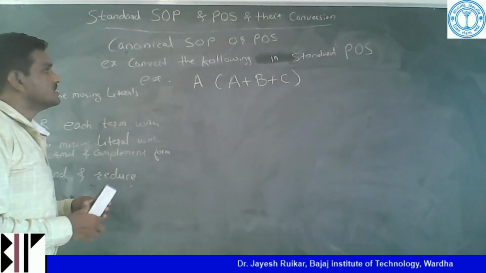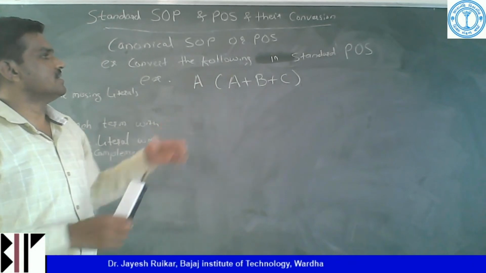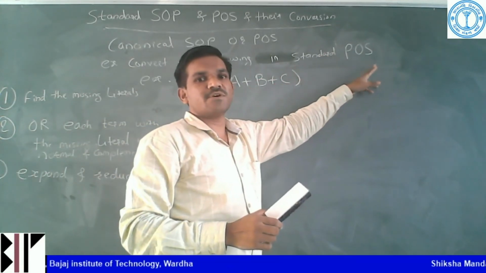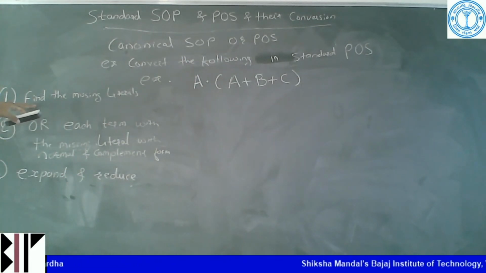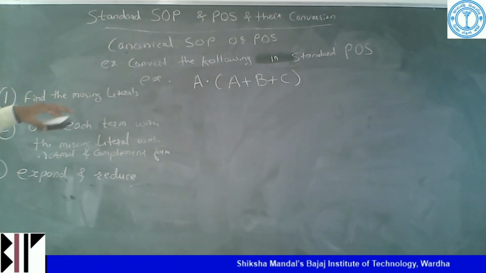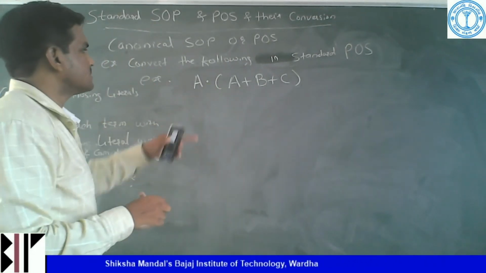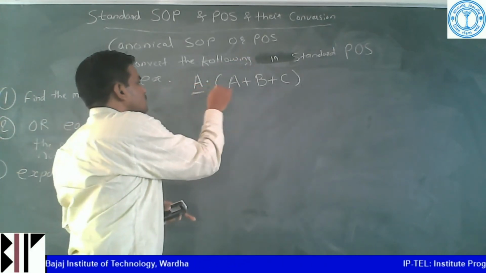Now we will see how to convert the following equation, that is A into A plus B plus C, into standard POS form, that is product of sum form. Okay, so the rules I have written here are just the same rules. The first rule is the same: find the missing literals. So here you can see that there are two terms, in product of sum form. This is the product.